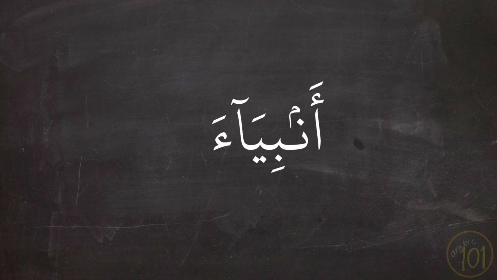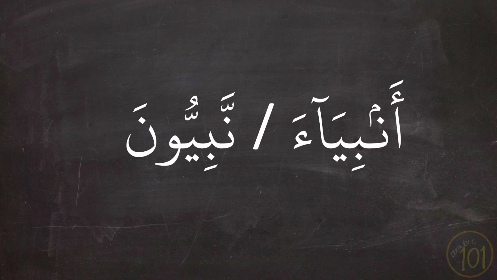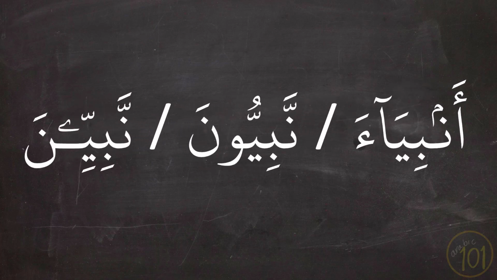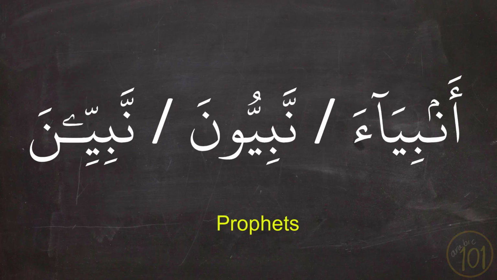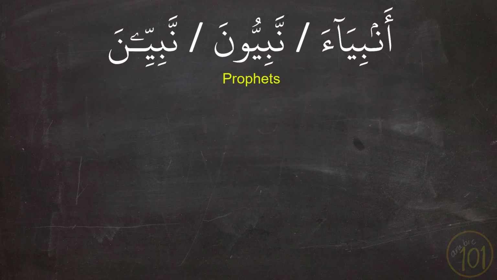Next is the plural, and they are anbiya, nabiyyun, and nabiyyin. And all of these mean prophets. But why are there 3 different forms of the same word? The answer to this question has to do with grammar, because each of these 3 forms is used in a separate position in the sentence. So I'll elaborate on this point when we start talking about Quranic grammar. And we see these words used in context in these examples.